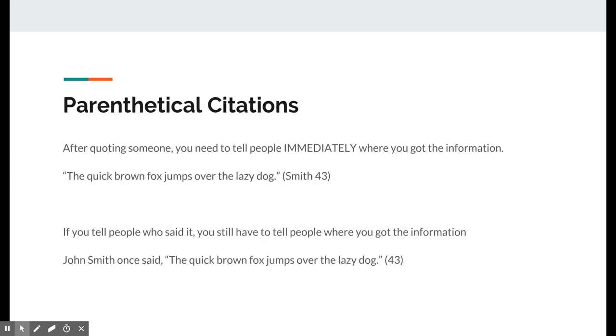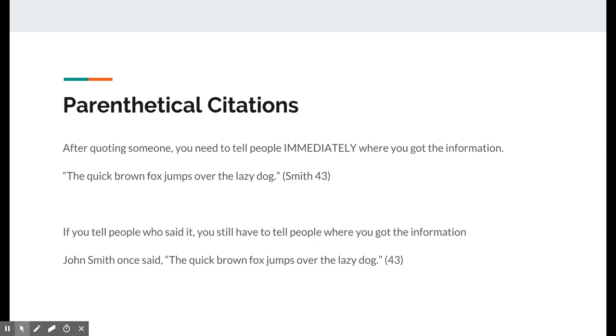So, parenthetical citations. When you quote someone, you need to tell people immediately where you got that information. So I've used the quote, "The quick brown fox jumps over the lazy dog." This is a common knowledge sentence that uses every letter in the alphabet. I'm just using this as an example. I'm saying that Smith wrote this and it was on page 43 of whatever my citation is, and we'll show you the full citations in a moment. So if I say "the quick brown fox jumps over the lazy dog," I'm putting it in quotes because I'm saying that Smith wrote it, and I found it on page 43.